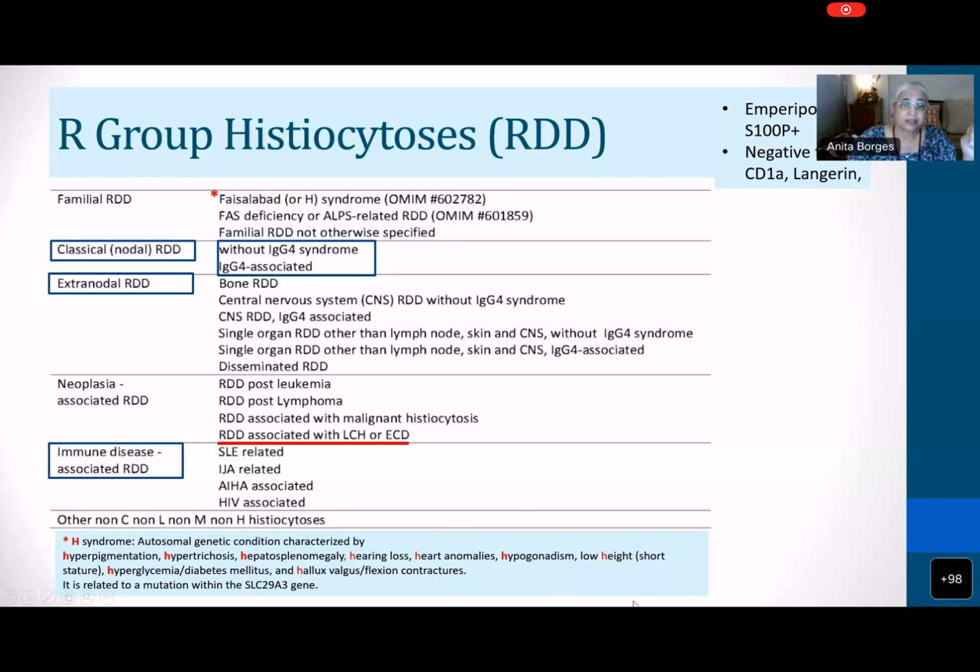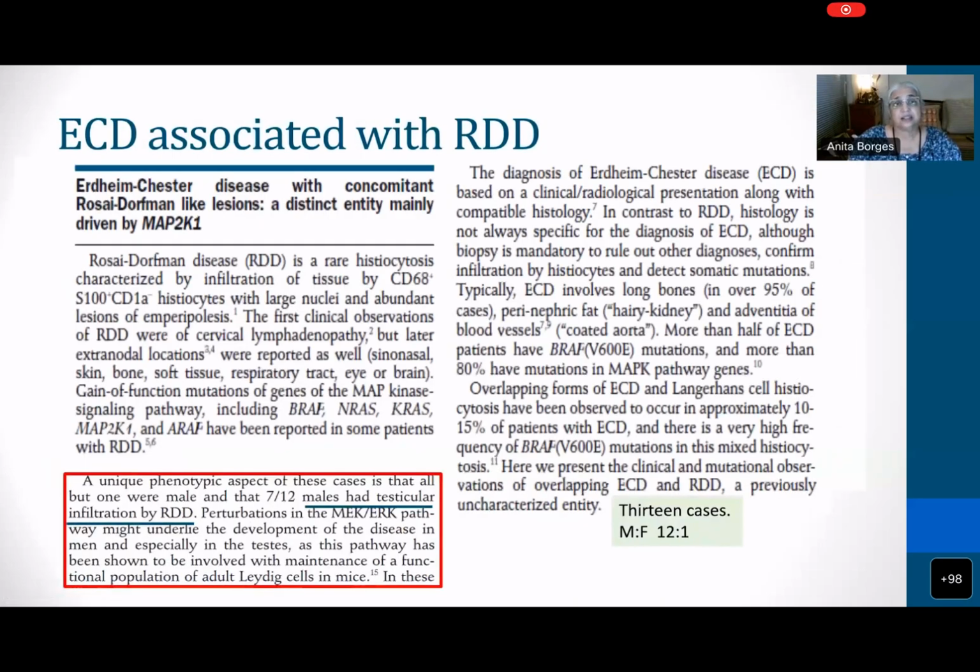Just like you see 20% of Langerhans cell histiocytosis associated with ECD or vice versa, it's strange, but there are some RDDs associated with either Langerhans cell histiocytosis or Erdheim-Chester disease. And there is a very fascinating group of cases, almost all in males, with a particular mutation, MAP2K1, in which you get Erdheim-Chester disease and Rosai-Dorfman disease in the same individual. Notice something very interesting: not only are they males, but they had testicular infiltration by Rosai-Dorfman disease, not by the ECD-like picture, with S100 protein positivity, because Erdheim-Chester disease is not S100 protein positive.